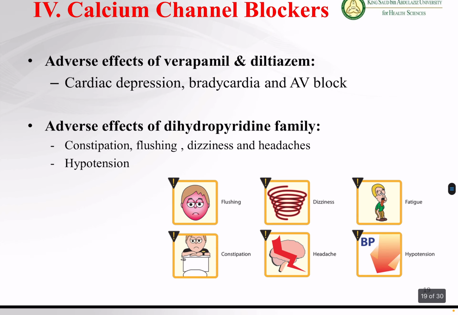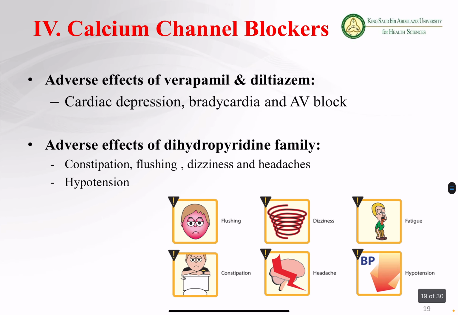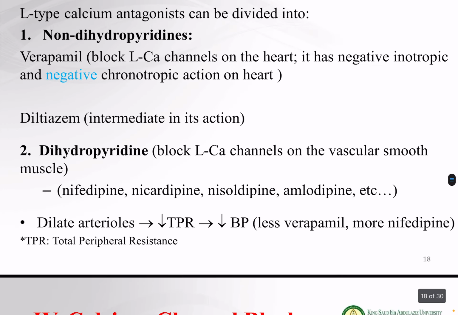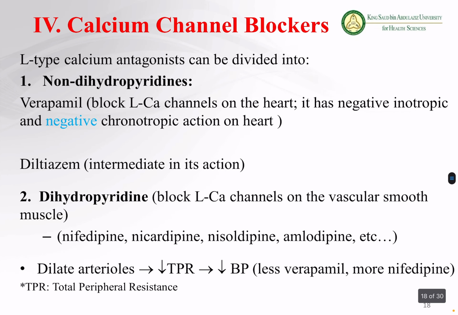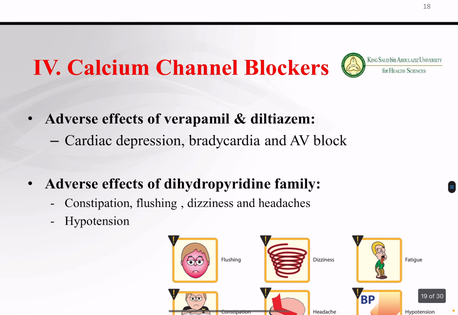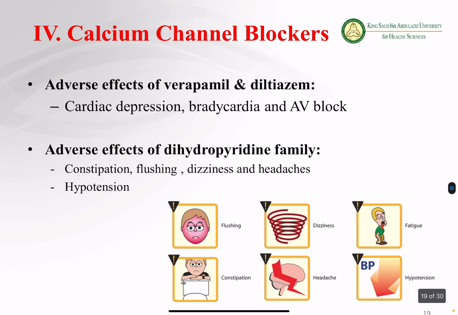Then what are the adverse effects of calcium channel blockers? Number one, we have cardiac depression, then bradycardia, and then atrioventricular block. Then the adverse effects of the dihydropyridines are constipation, flushing, dizziness, and headache. Hypotension, we discussed that. If you see the adverse effects, the dihydropyridines, which as I told you are more frequently prescribed, have fewer adverse effects than the non-dihydropyridines. So this is about the calcium channel blockers.